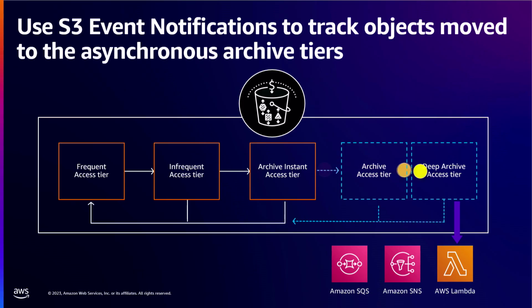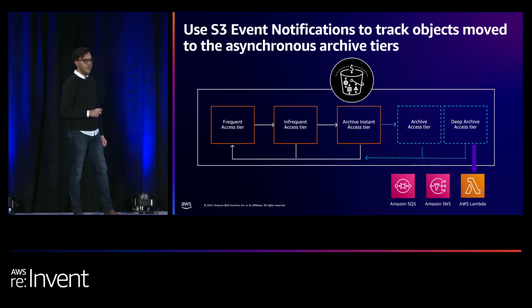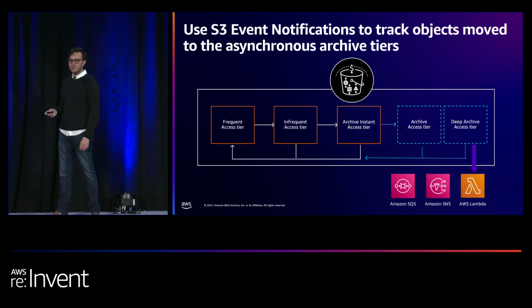And there's a really cool thing that you can do if you're opting into these asynchronous access tiers using S3 event notifications. For example, you can set up and configure S3 event notifications to track when objects move into the deep archive access tier, which means that your applications know when data may not be immediately accessible and need to be restored, which can take several hours.